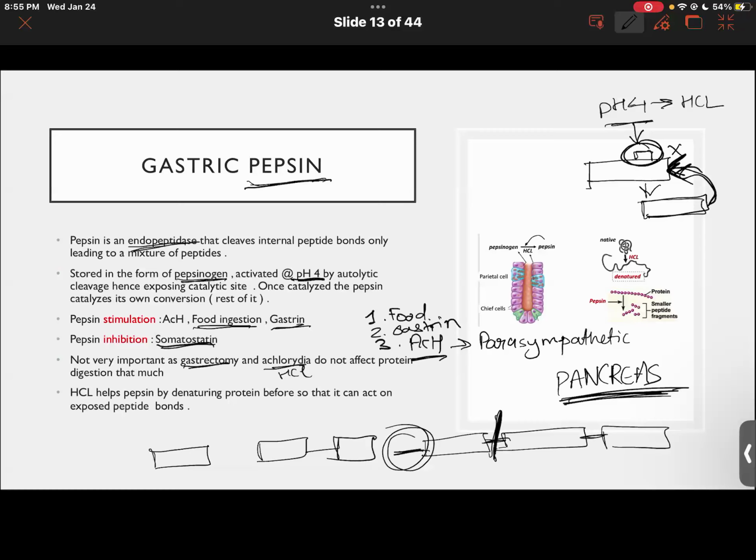They have a diagram right here, but it's not very important. As you can see, the HCl breaks down this protein, it denatures it so that it's easier for the pepsin to break the proteins into smaller parts, which are peptides, right? That's it for this slide. If you have any doubts, obviously, you can put it in the chat.